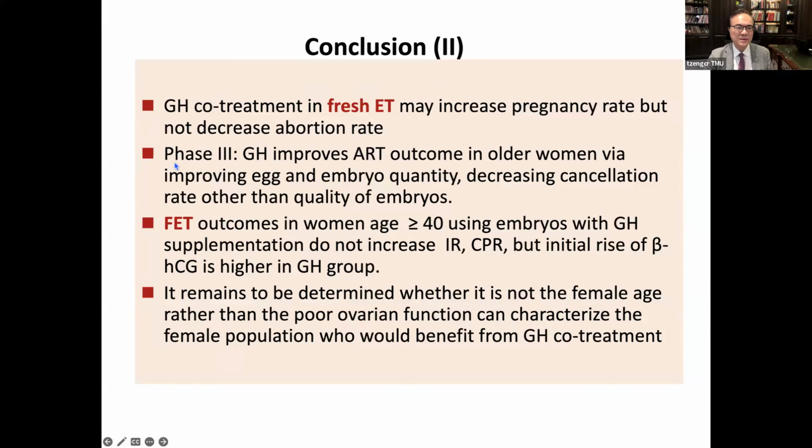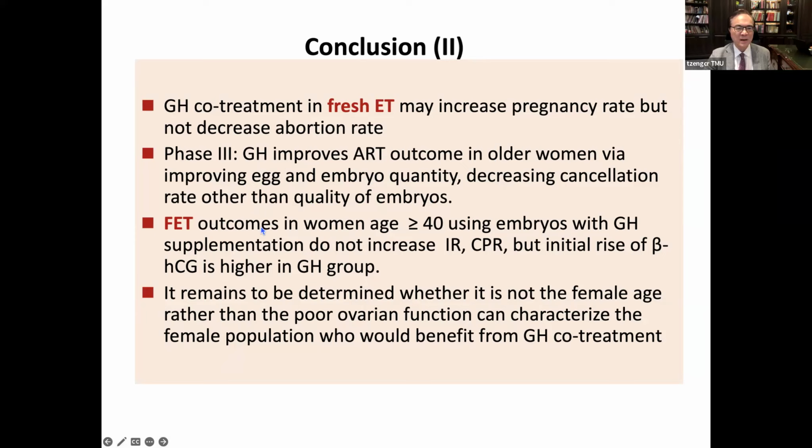In our phase 3 studies, using GH improves ART outcome in older patients via improving egg and embryo quantity, decreasing cancellation rate, but maybe not the quality of the embryo. It still needs some other study, because you see that day 14 HCG is much higher in the GH group.